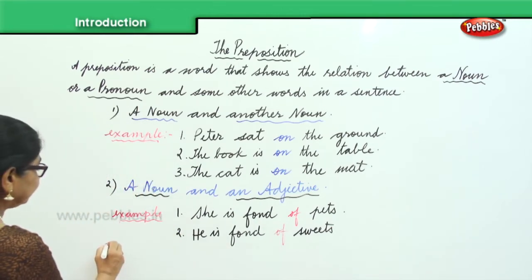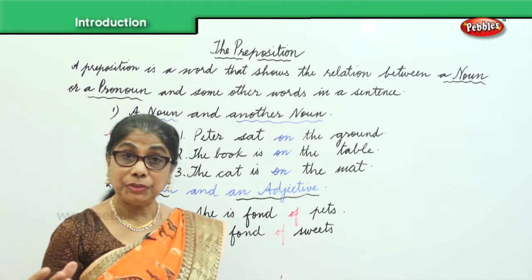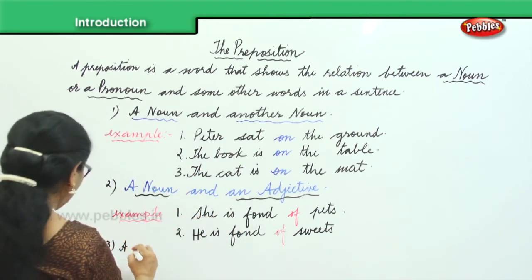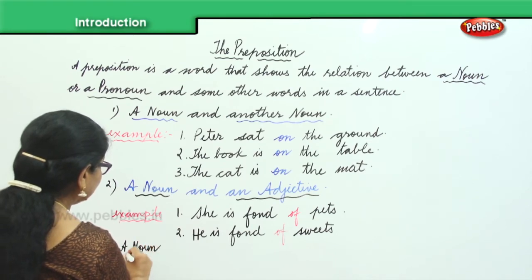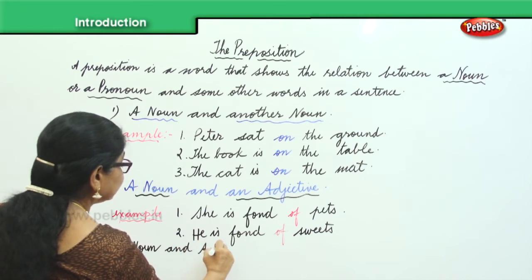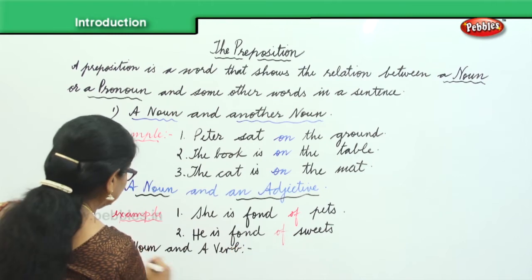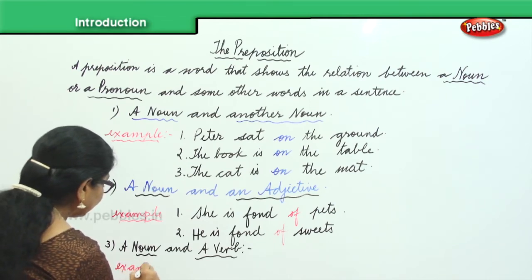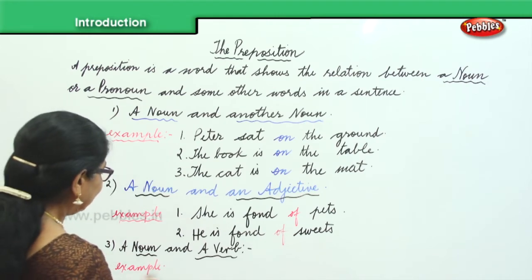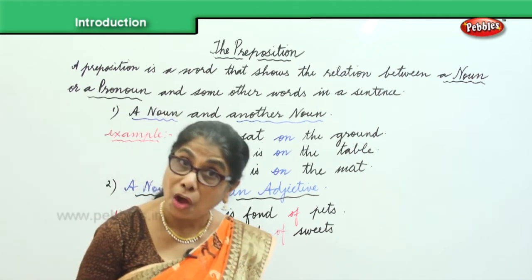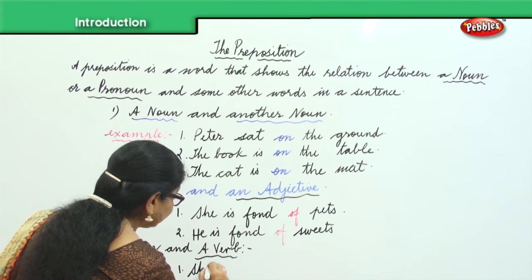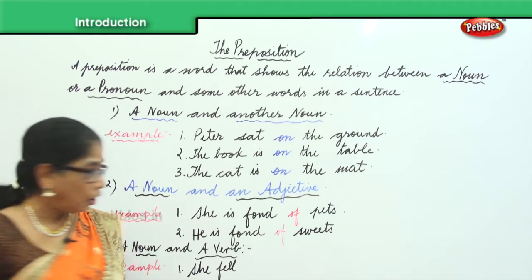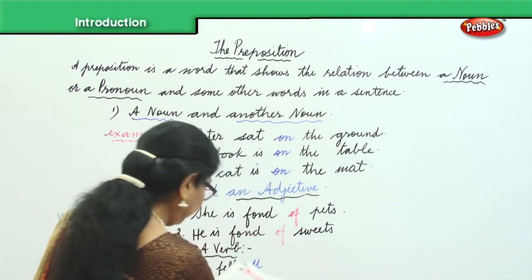And the third type, the preposition shows relation between a noun and a verb. A noun and a verb. Now what are the examples? The first one we have here is, she fell off the chair. She fell off the chair. Off the chair.